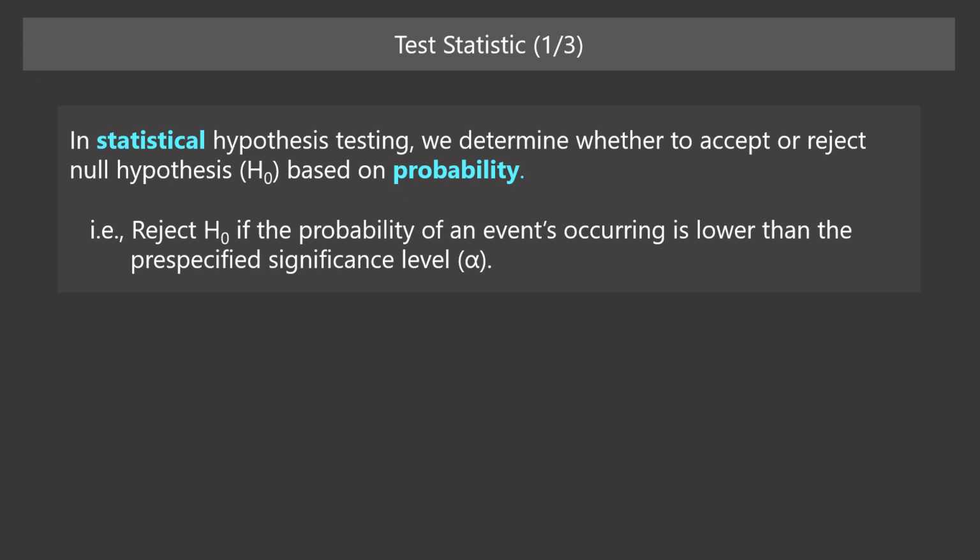Specifically, in statistical hypothesis testing, we reject a null hypothesis if the probability of an event occurring is lower than the specified significance level.